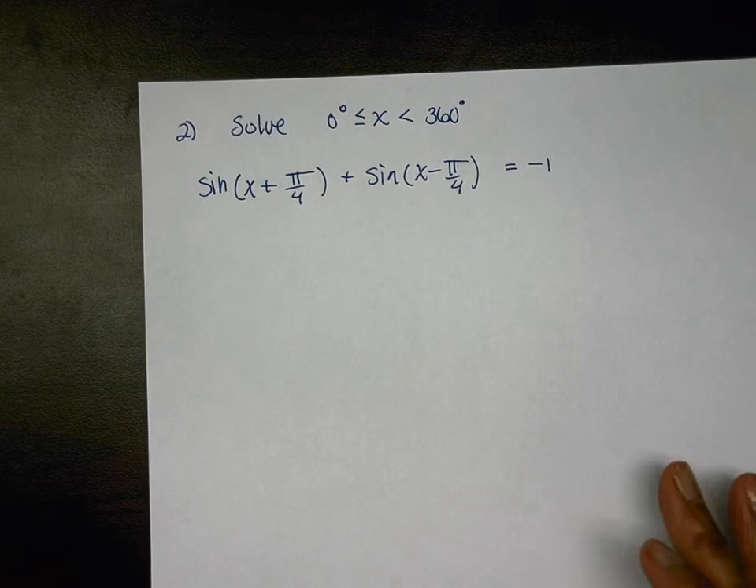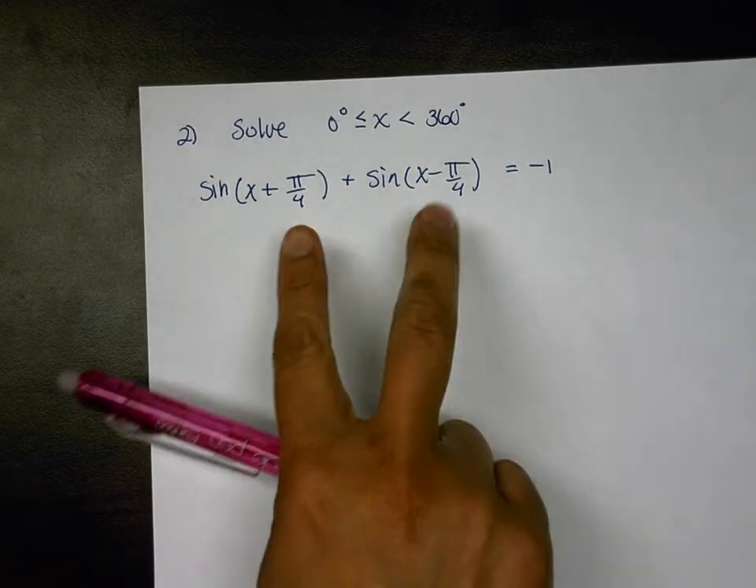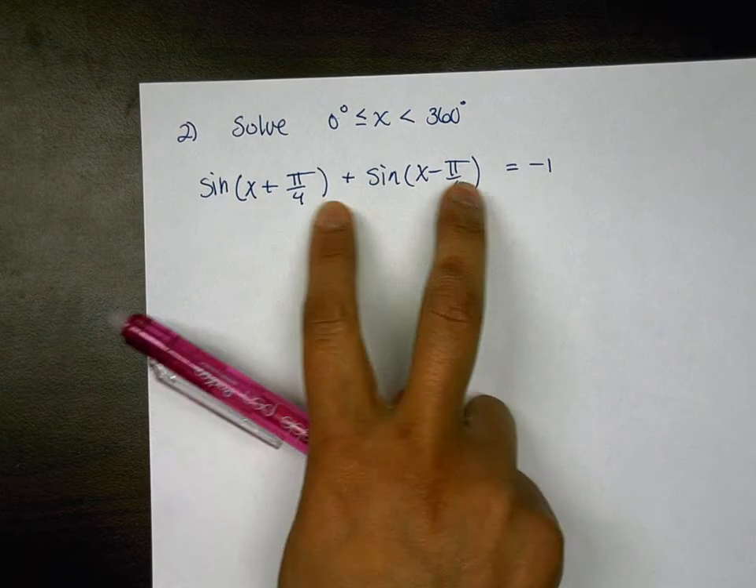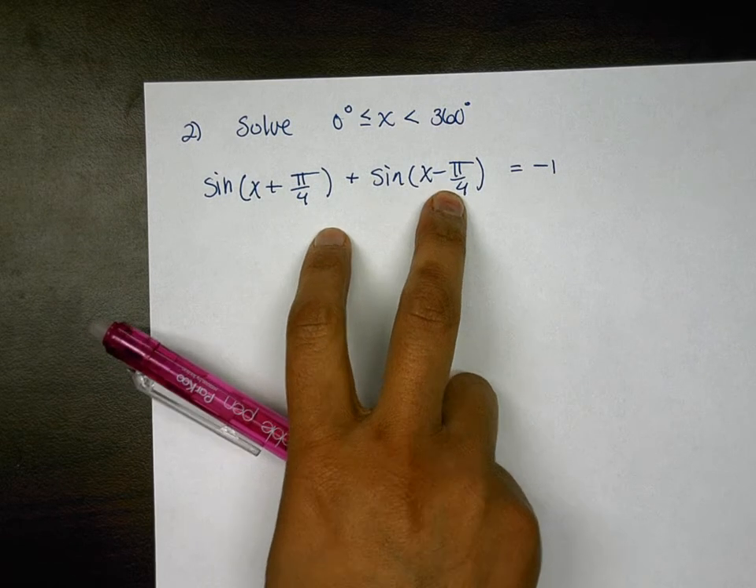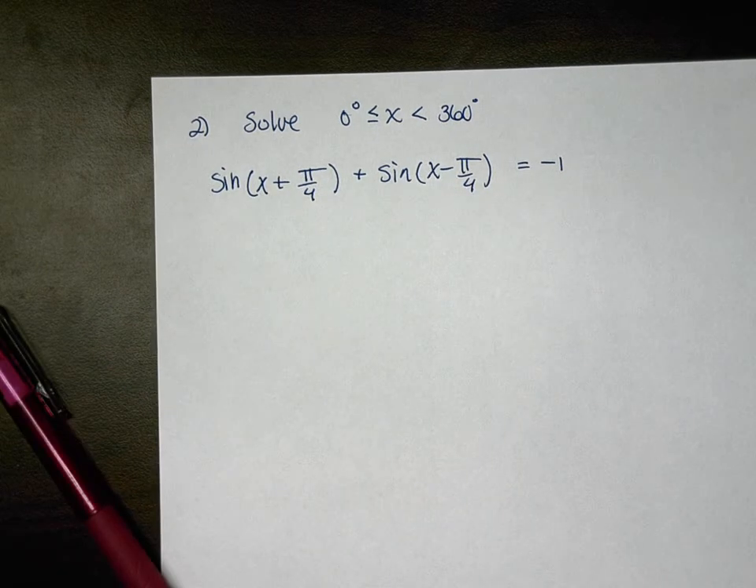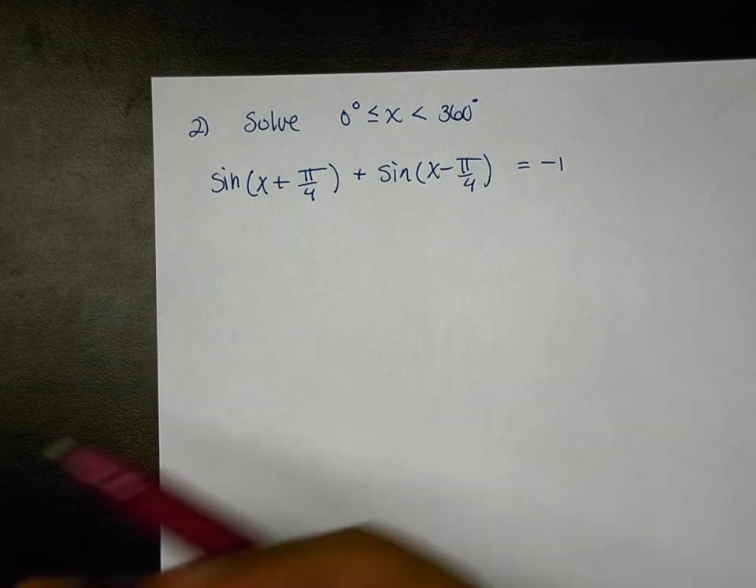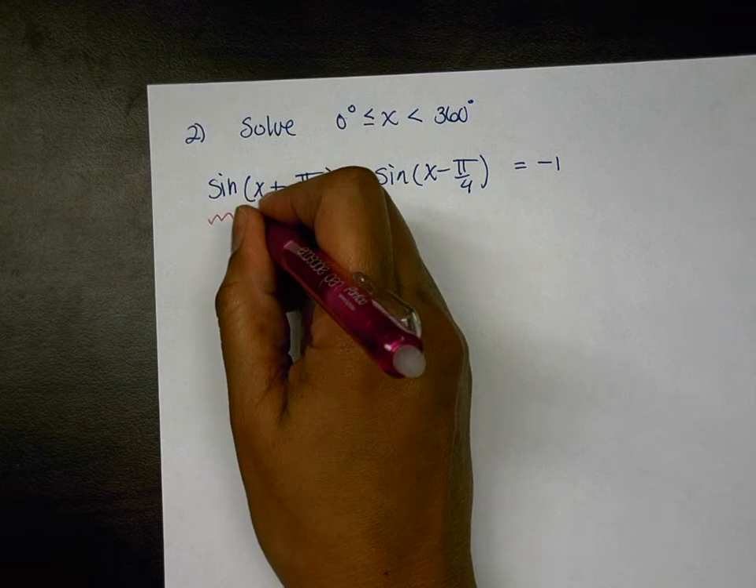All right. Can I combine these? Are these like terms? They both have a sine, they both have an x and a pi over 4, but this is plus and this is minus. Are they like terms? No. I cannot combine. So the only thing I can do, and we're going to get more practice, the more you do, you'll be like, oh, I can handle that. The only thing I can do is expand.